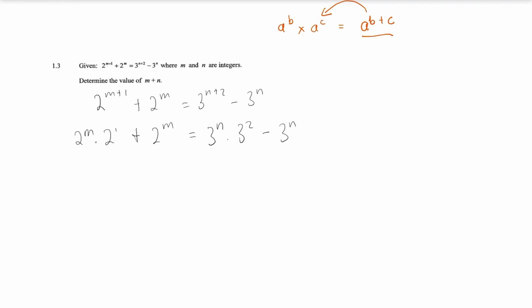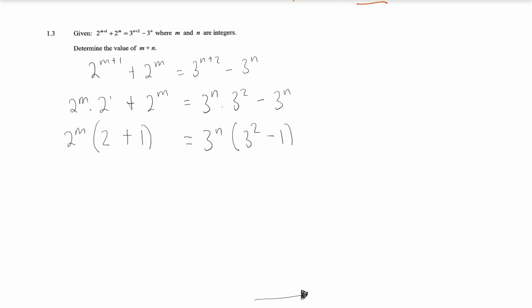So what I'm going to do is there's going to be 2 to the power of m into 2 plus 1. Then over here, you do the same thing. You take out a common factor of 3 to the power of n into 3 squared minus 1. And then you tidy everything up. You get 2 to the power of m times 3, and here you get 3 to the power of n times 8, because 3 squared is 9, minus 1 is 8.